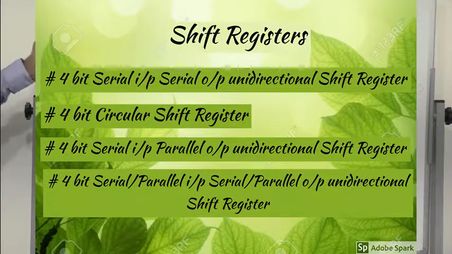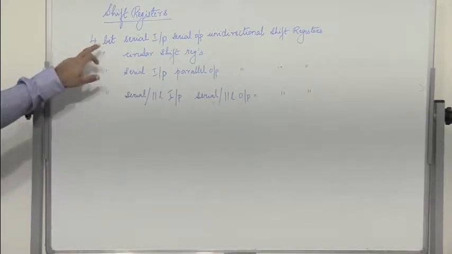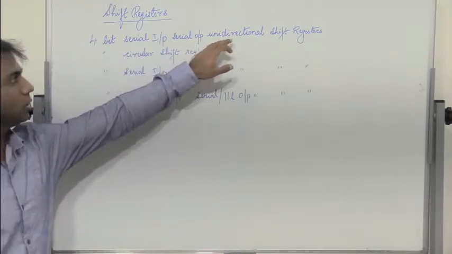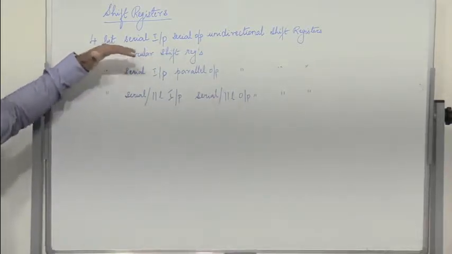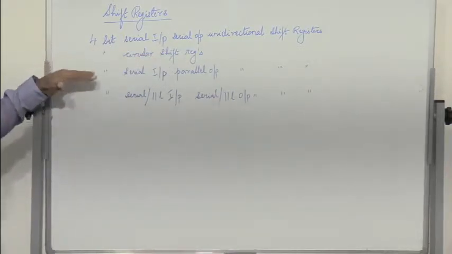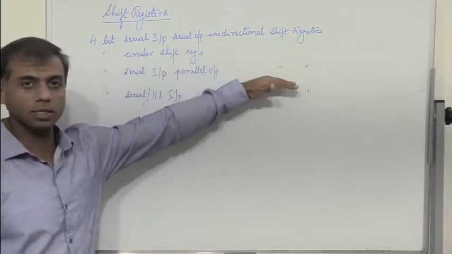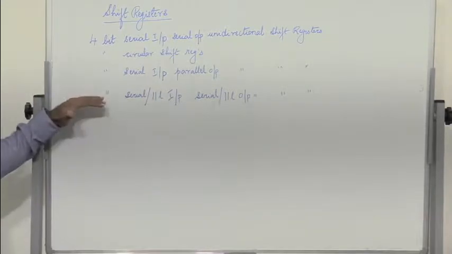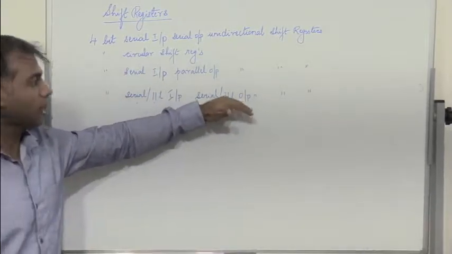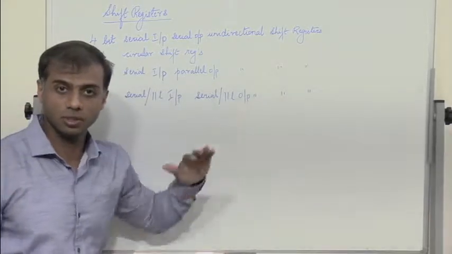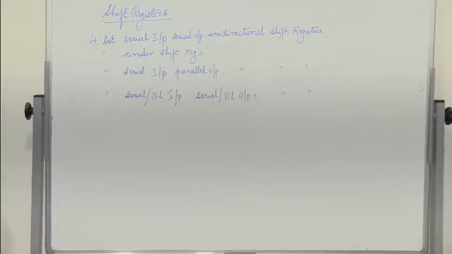In this segment, we will try to realize shift registers. We begin with a 4-bit serial input, serial output, unidirectional shift register, followed by a 4-bit circular shift register, followed by a 4-bit serial input, parallel output, unidirectional shift register, and a serial or parallel input, serial or parallel output, unidirectional shift register. So we will try to implement the shift registers using D flip-flop.